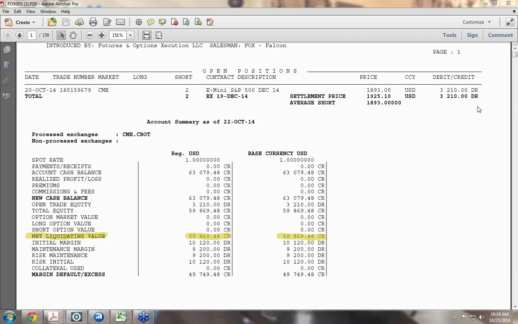And again, the margin excess default is just letting us know what is not being used in the current positions from a margin standpoint. Please don't confuse it for the value of the account.